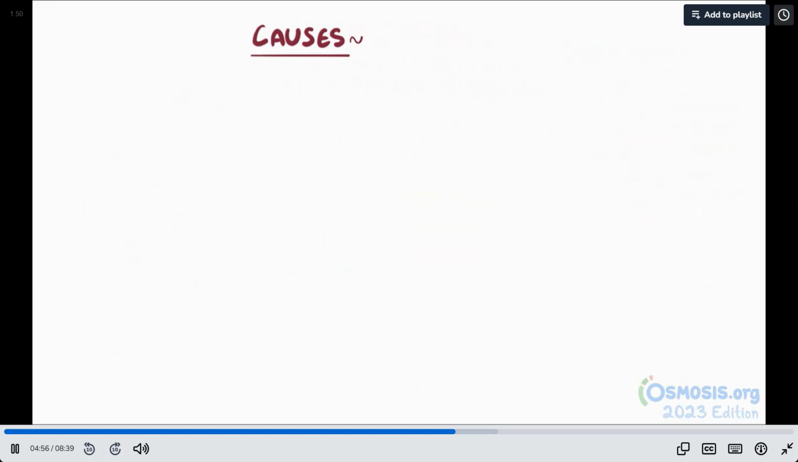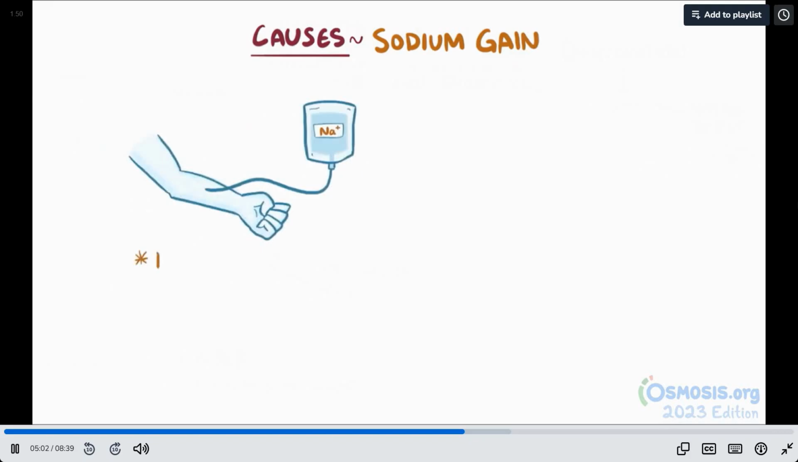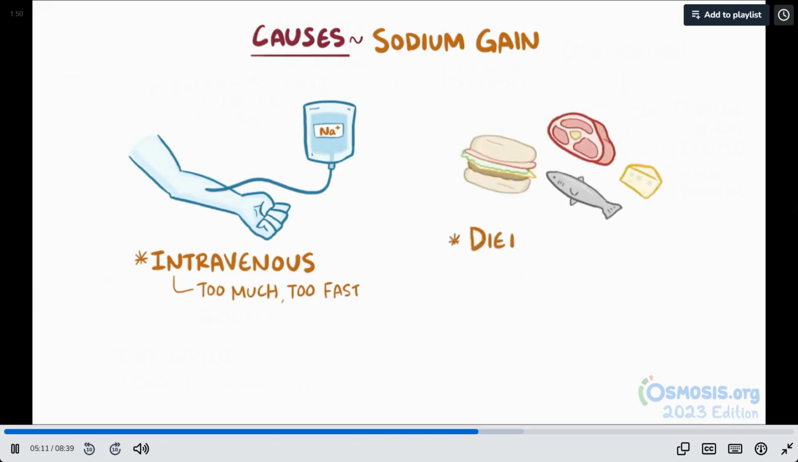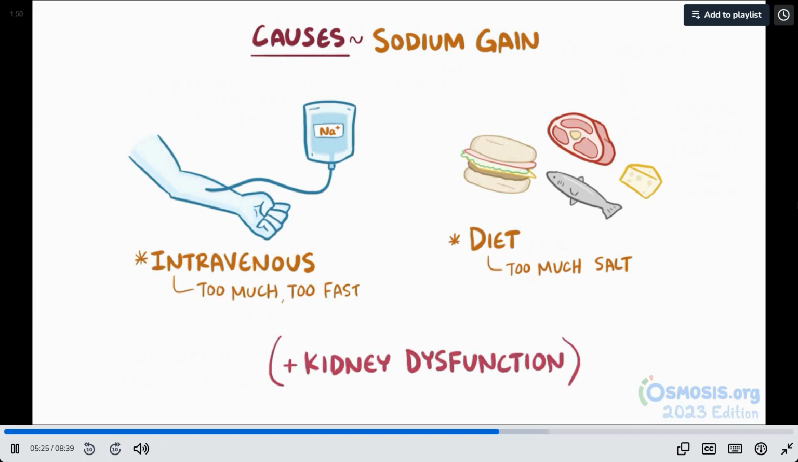Instead of water loss, hypernatremia can also be caused by sodium gain. This happens most commonly when a patient in the hospital is given sodium intravenously to help increase their sodium level, and too much is given too quickly. Occasionally, this can also happen simply because somebody's diet has too much salt. In either situation, though, the kidneys usually do a good enough job of getting rid of too much sodium, so hypernatremia in this case only usually happens if there's also some sort of kidney dysfunction alongside them.